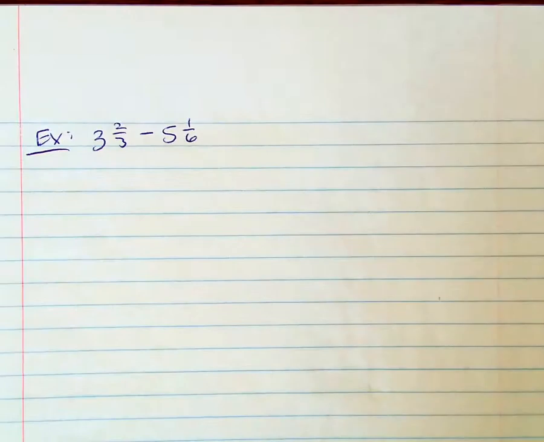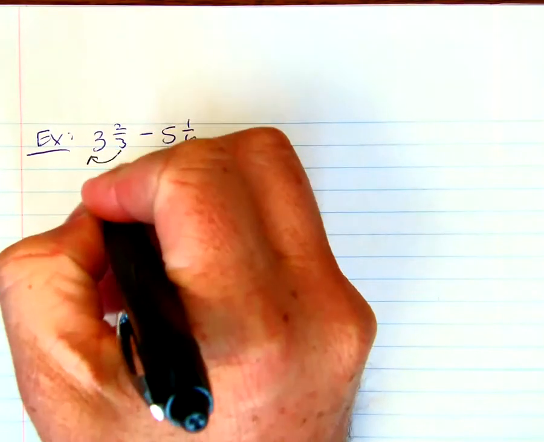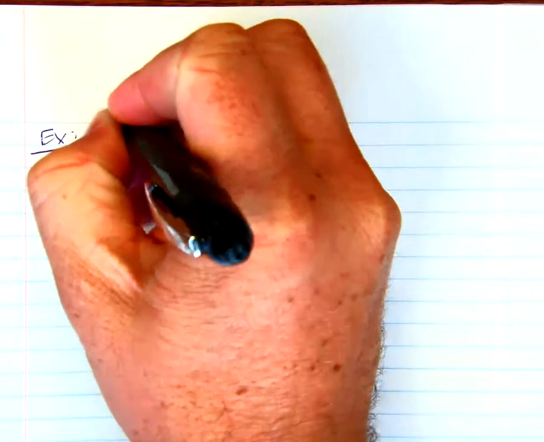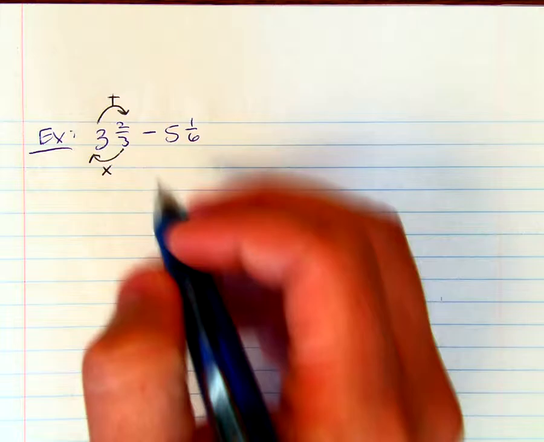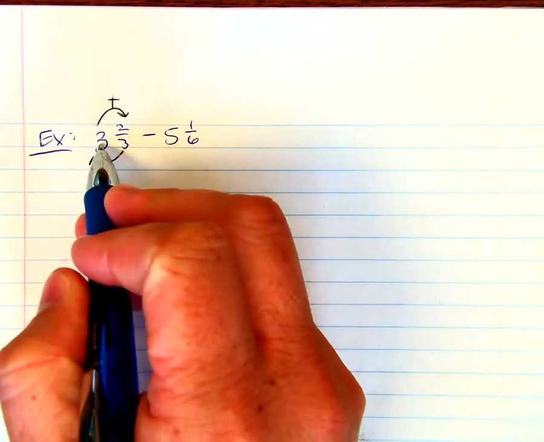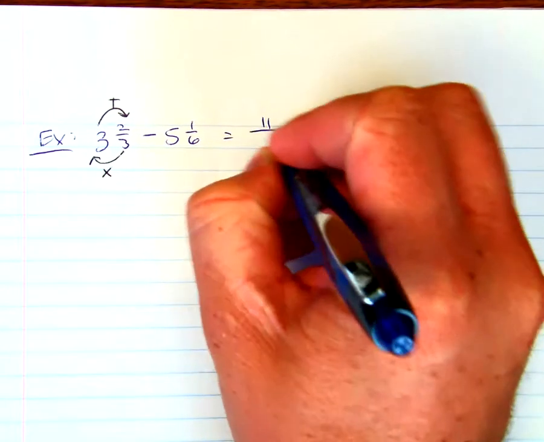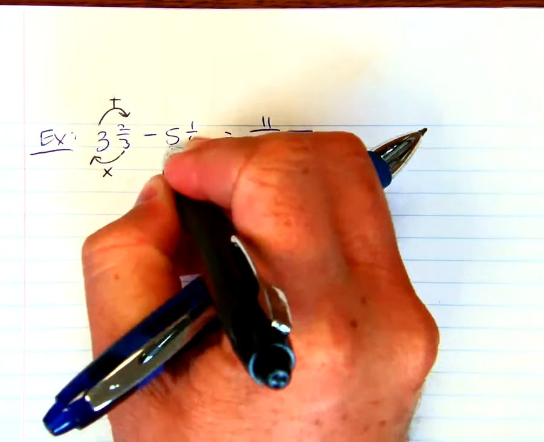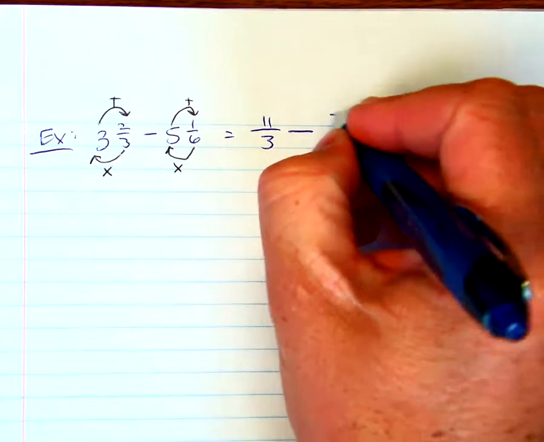So if we're going to turn these into improper fractions first, you're going to take your denominator and multiply it with the whole number, then take that and add it to the numerator. So I'm going to do 3 times 3 gives me 9. Add 2 to that and get 11. So this becomes 11 over 3 minus, I'm going to do 6 times 5 is 30. Add 1 more to get 31 over 6.